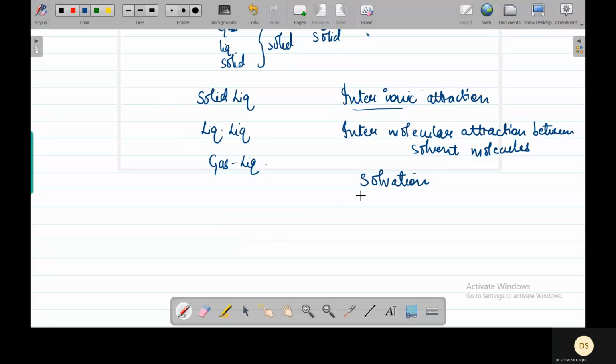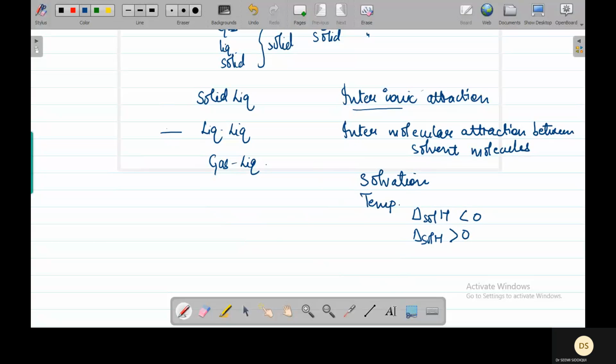Fourth factor is the temperature. Saturated solutions represent an equilibrium between undissolved solute and dissolved solute. Means if delta H of solution is less than 0, that is negative, then dissolution is going to be exothermic. And if delta H is bigger than 0, then it is going to be an endothermic dissolution.